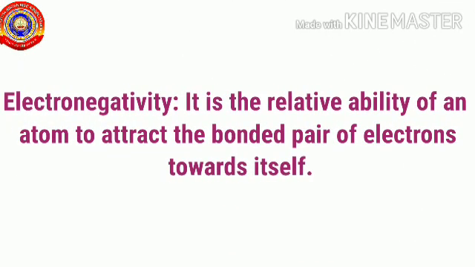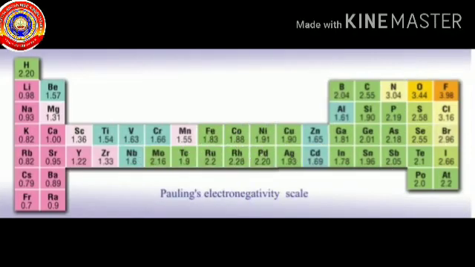Then we learnt about electronegativity. It is the relative ability of an atom to attract the bonded pair of electrons towards itself. Linus Pauling proposed an electronegativity scale which helps to compare the electronegativity of elements. It is a relative scale with values for electronegativity of elements ranging from 0 to 4. Among these, fluorine is the most electronegative element.